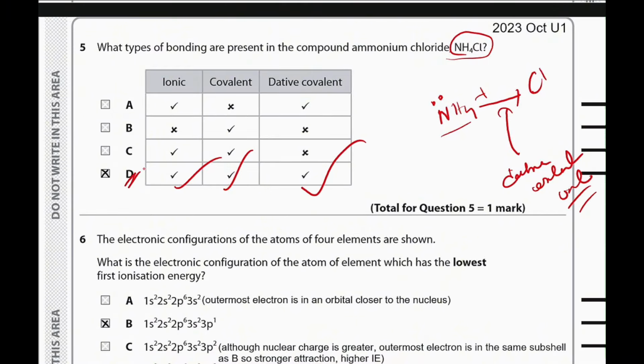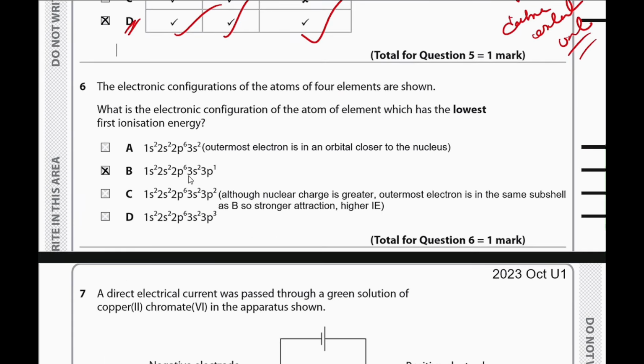So yes, D is the correct answer. Moving on, the electronic configuration of the atoms of four elements are shown. Now, what is the electronic configuration of the atom of the element which has the lowest first ionization energy?